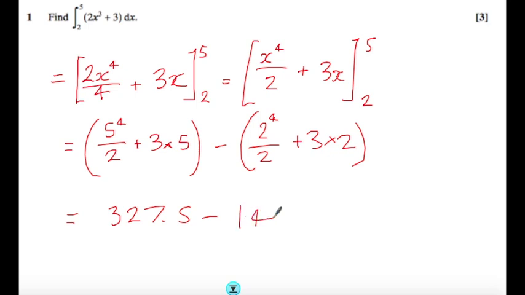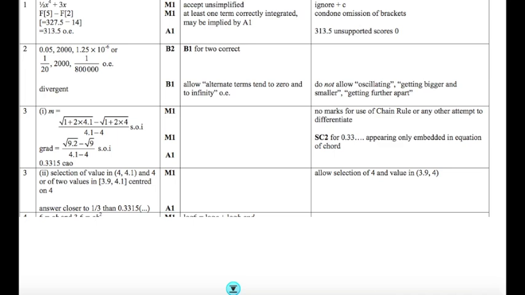So that gives us 313.5. Right, so you get a mark for this unsimplified, a mark for, so this basically means subbing in 5 to this and taking away what you get when you sub in 2, and then final mark for 313.5.